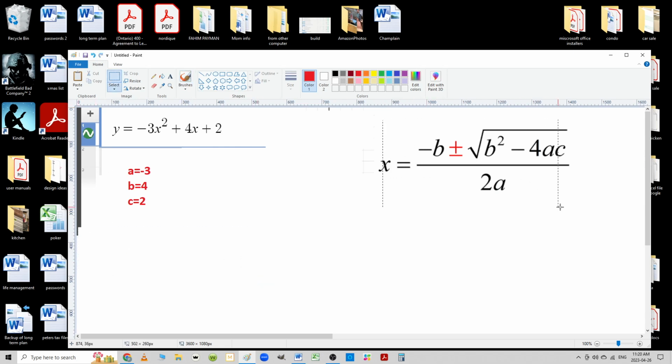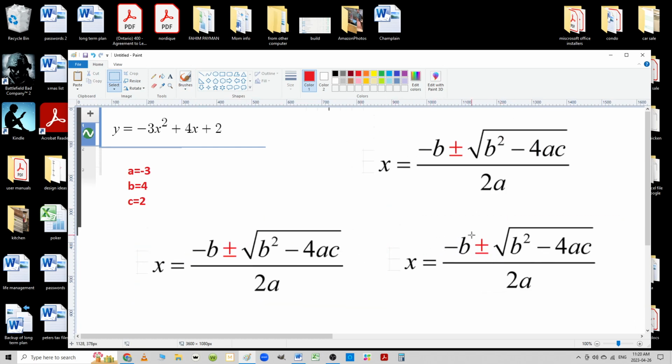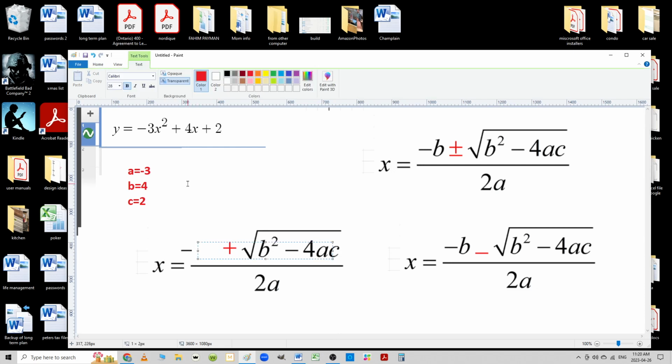Okay, now remember that there's always two answers. There's going to be a positive answer and a negative answer. That's what that plus minus thing is. So we're going to do one with a negative and one with a positive. Also notice that this minus is separate from the formula, and I like to put my things in brackets in case they're negative. It reminds me to multiply the negative times the negative. But in this case, B is just 4, so I get negative 4 up front.